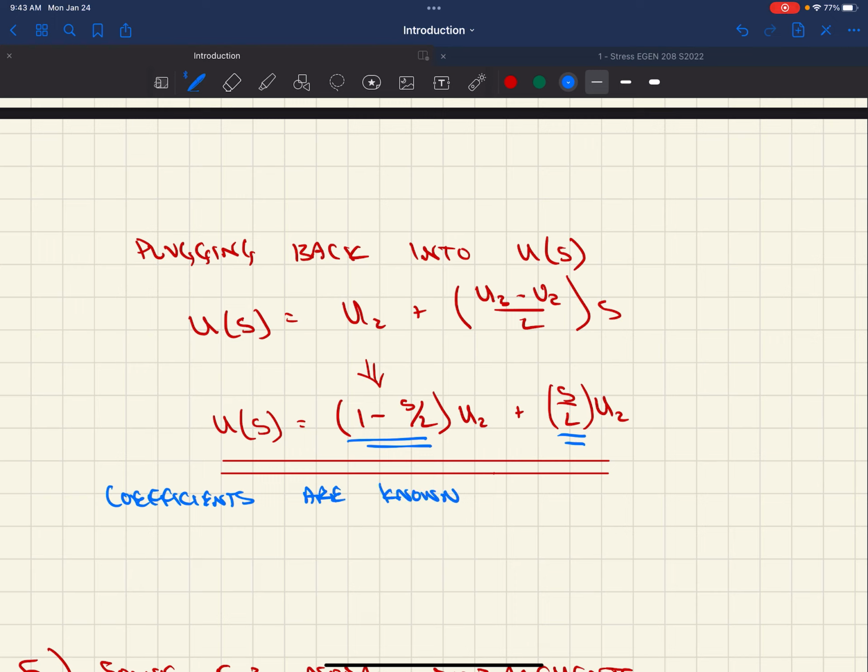What are these called, Elias? Sorry? Do you know what these are called, these coefficients? Shape functions, exactly.